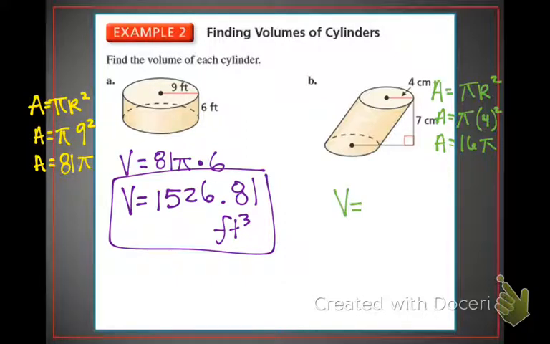Alright, so volume equals the area of the circle, which is 16 pi, times the height of the entire object. 7. We're ending the problem, correct? Yeah, so that means you have to press S to D. Now we're going to hit it. Go ahead, I'll give you a chance to type it in.